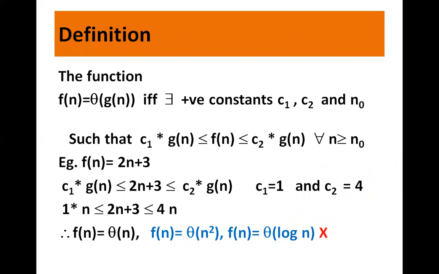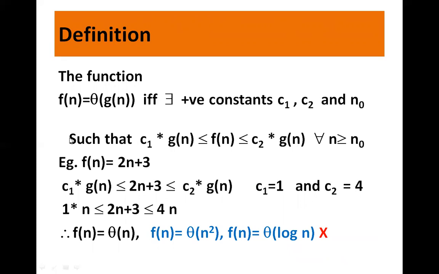So let us look at the definition. Now again you have the function f of n is equal to theta of g of n if and only if there exist positive constants C1, C2 and n0 such that C1 into g of n is less than or equal to f of n, which is less than or equal to C2 into g of n for all n greater than or equal to n0.